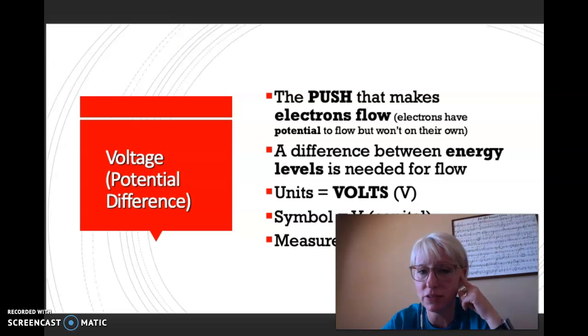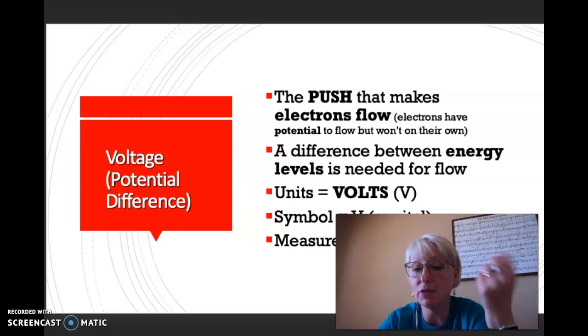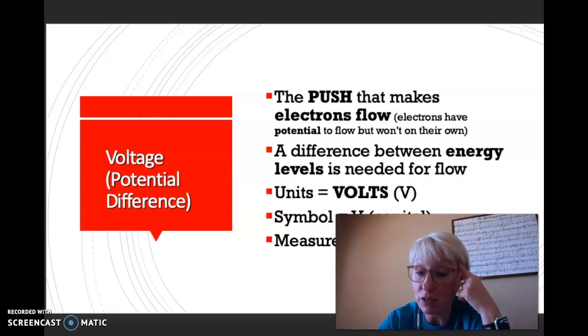Another thing that we measure is the voltage. The voltage is sometimes called the potential difference. That refers to the push that actually makes the electrons flow. The electrons have that potential to flow, but they won't unless the circuit is complete or there's something that provides that push. A difference between the energy levels is needed, and we call that difference voltage, or we measure it in volts. The symbol is the capital V, and we measure it with a voltmeter.